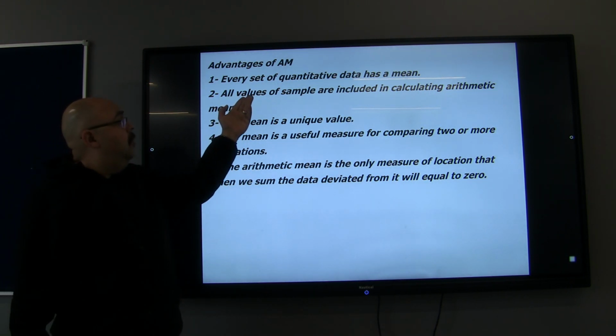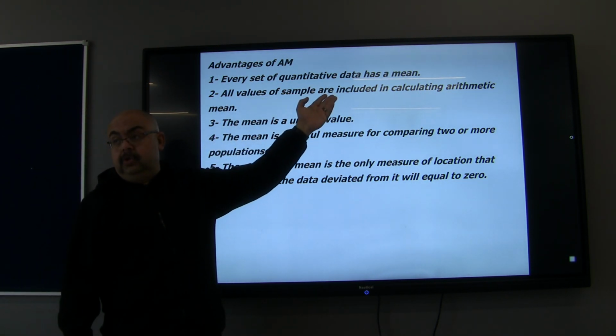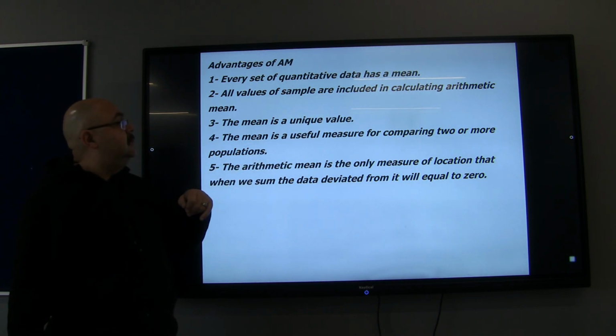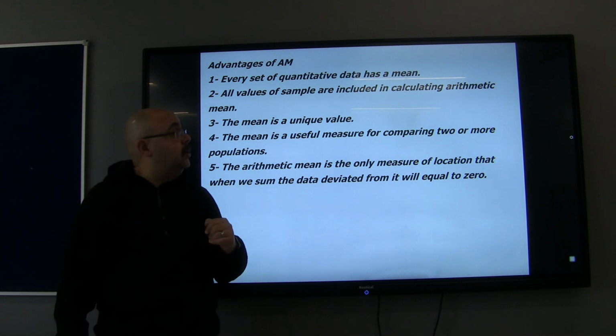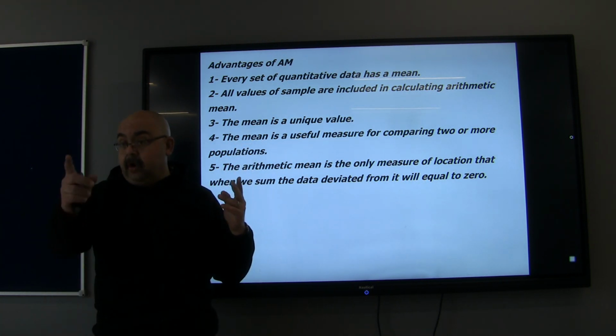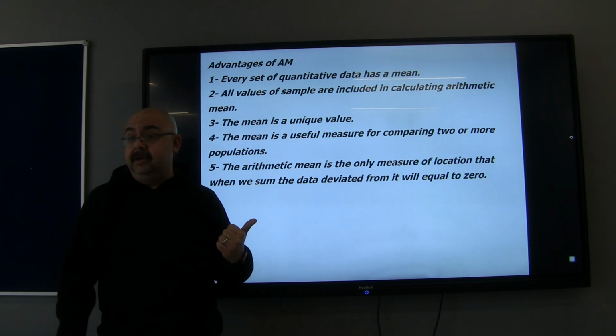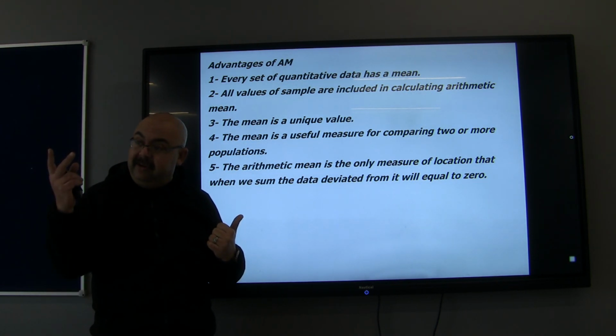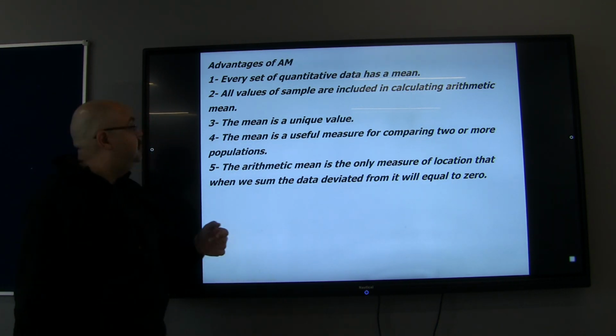Number two, all values of the sample are included in evaluating the sample mean, which people use to go over the obstacle that happens in the mid-range. In the mid-range, you are using just two values. Here you are using all the values in this distribution.